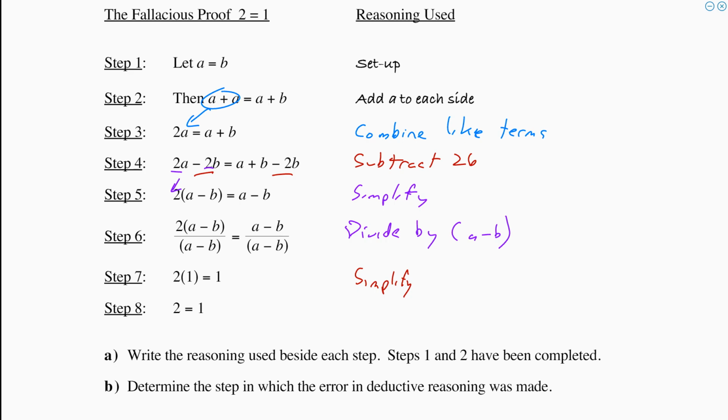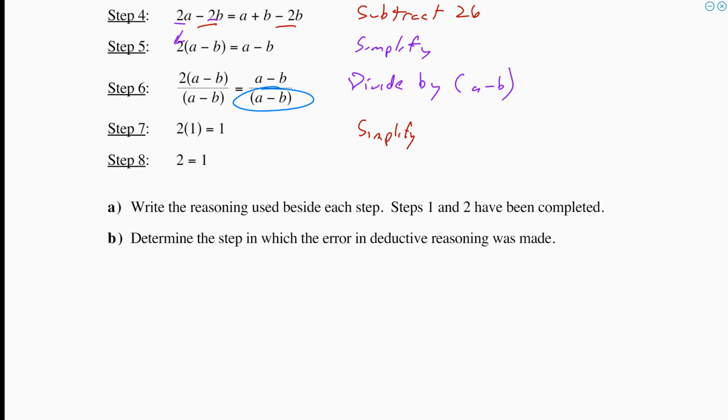Didn't we define initially that A was equal to B? Yes. Okay, that seems important. Is there any situation here where what we've defined will make it so we divide by 0? Oh. What is something minus the same thing? 0. So A minus B is 0. So in step 6, we divide by 0.